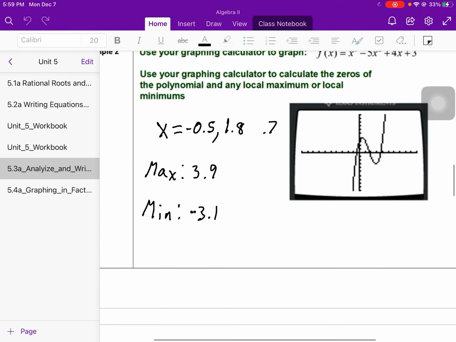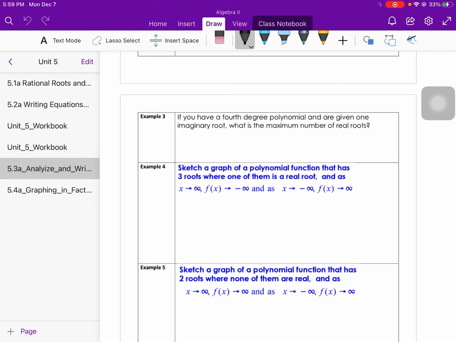All right, here we go. Now it seems to be working. All right, example 3. If you have a 4th degree polynomial and you're given one imaginary root, what is the maximum number of real roots? For this one here, 4th degree, and we know for sure we have one imaginary root. Be careful, because remember the rule. If you have one, it has to have a partner. So that means there's at least 2 imaginary roots. So the maximum number of real roots is actually only 2 real roots possible.